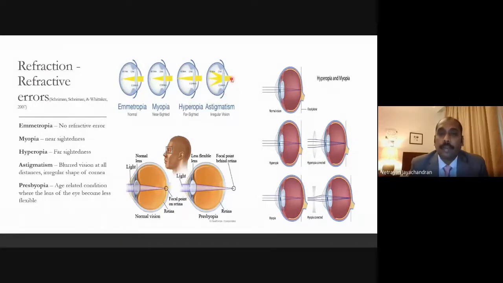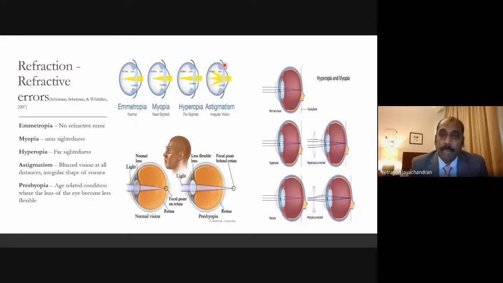Astigmatism is when the focal point of the images is formed in different areas. It's not only focused on the retina, it may fall on other aspects of the retina. So the person cannot see sharp, single-point images. They see images that are very big and blurred, and cannot see the particular details of the images. That's called astigmatism. That means they have irregular vision or blurred vision.